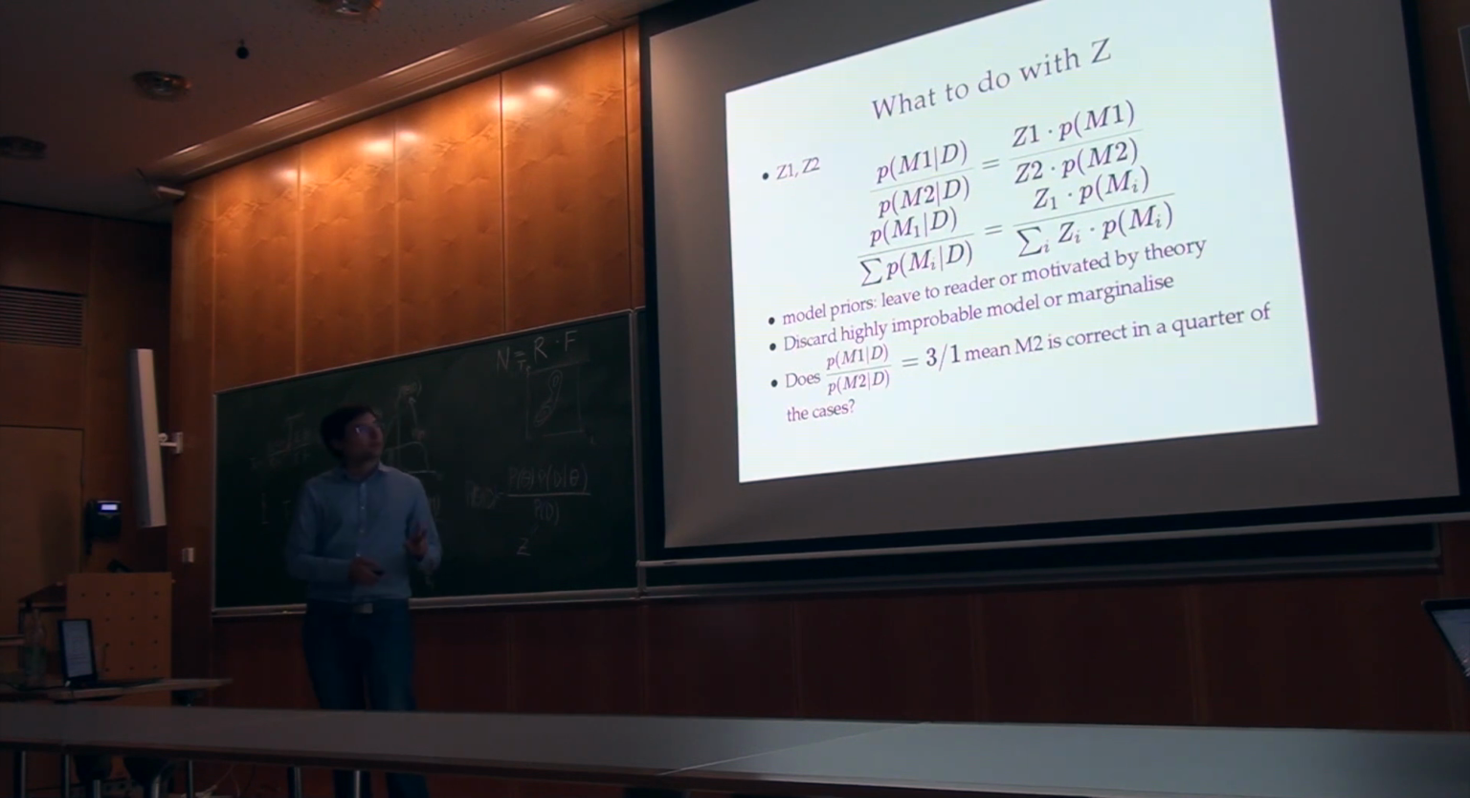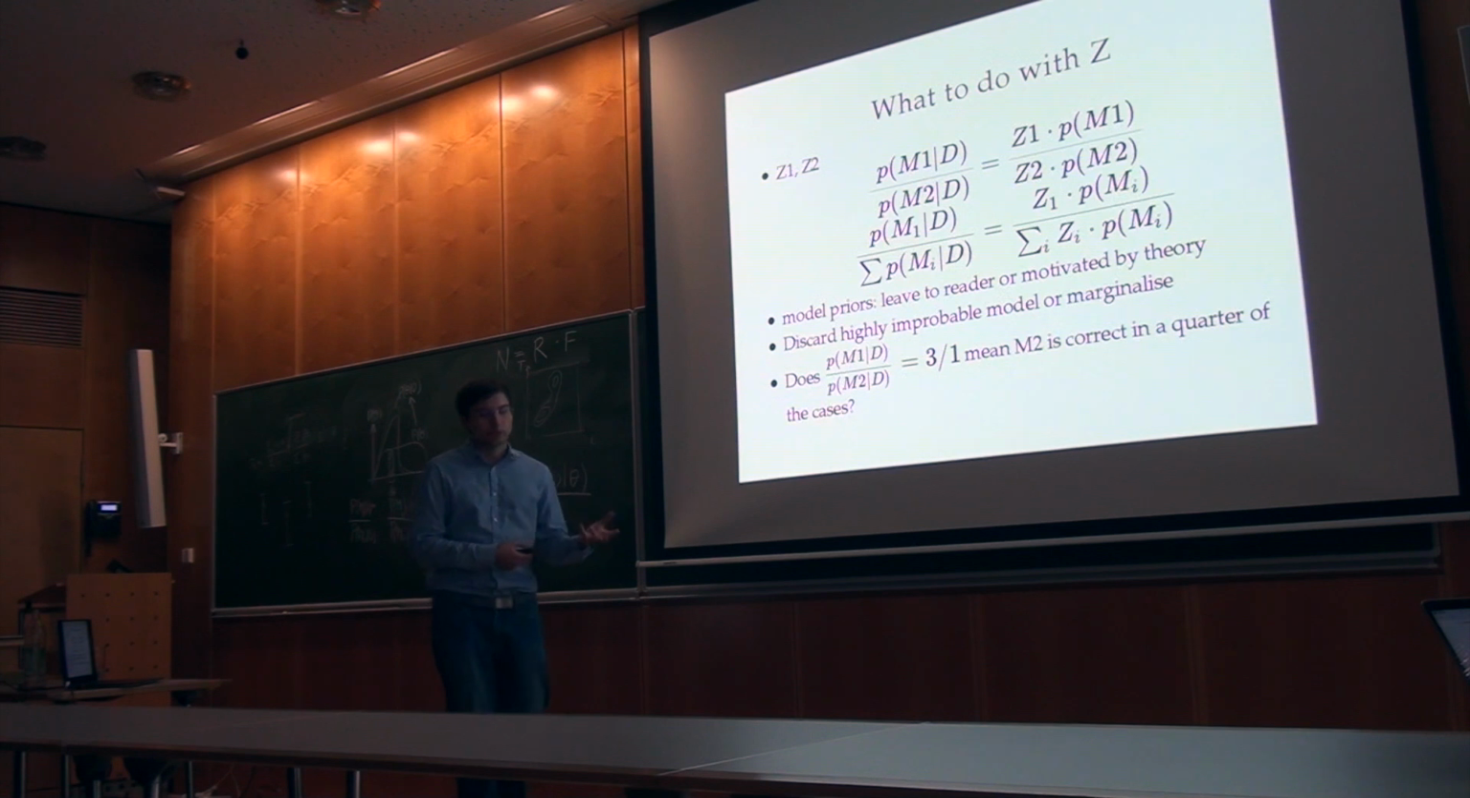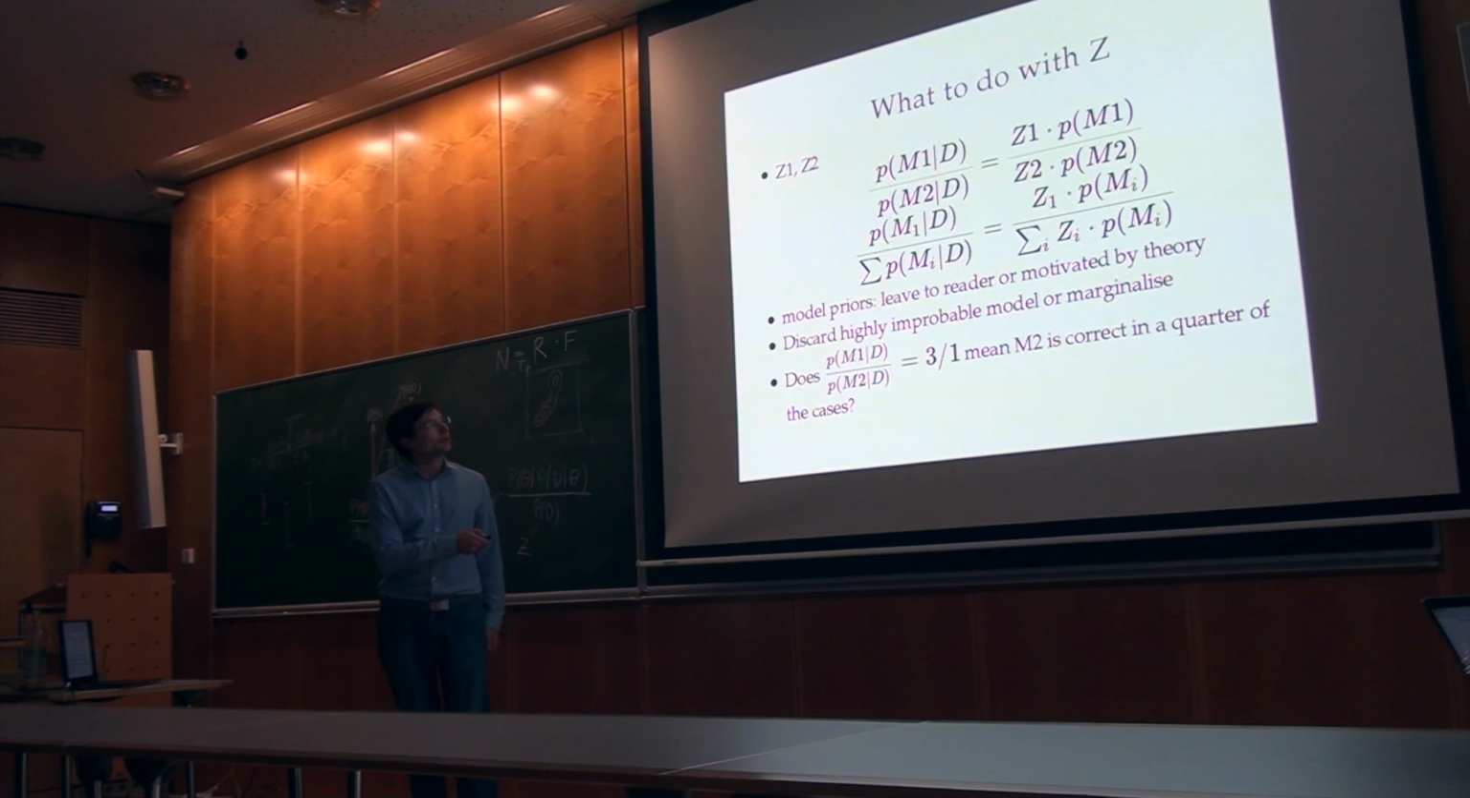Now there are 2 things I want to emphasize here. One is, if we throw out some models, we're making a decision. And we can make false decisions in one way or another way. And we want to know what is our rate of making wrong decisions. And so also, this is expressed here in another way: if the probability of one model compared to the other model is 3 to 1, does that mean M2 is correct in that ratio?